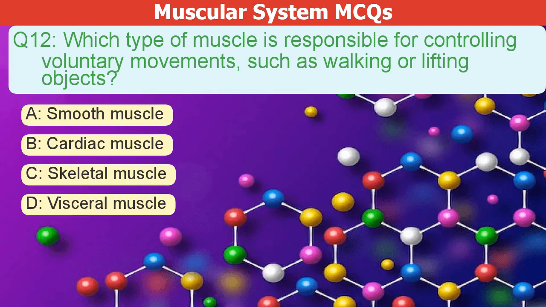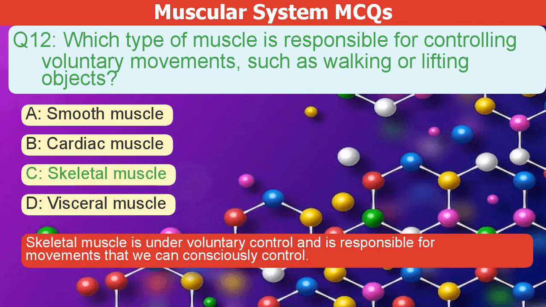Which type of muscle is responsible for controlling voluntary movements, such as walking or lifting objects? A. Smooth muscle. B. Cardiac muscle. C. Skeletal muscle. D. Visceral muscle. The correct answer is C. Skeletal muscle is under voluntary control and is responsible for movements that we can consciously control.